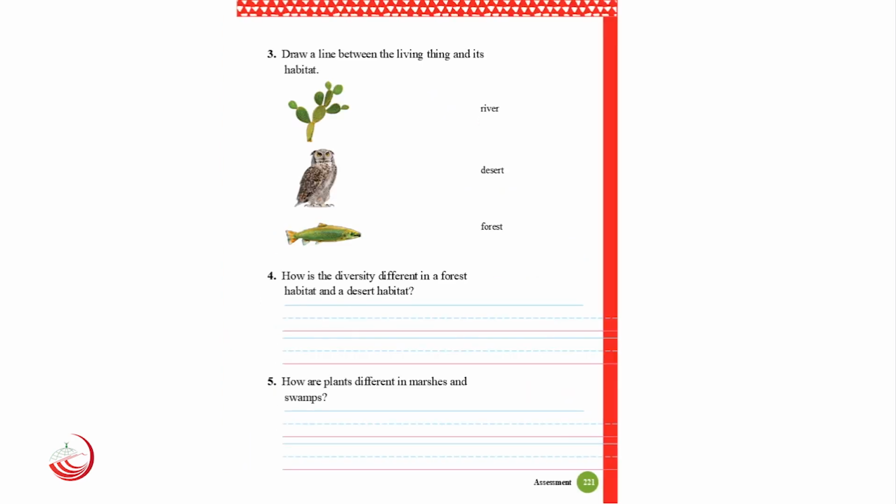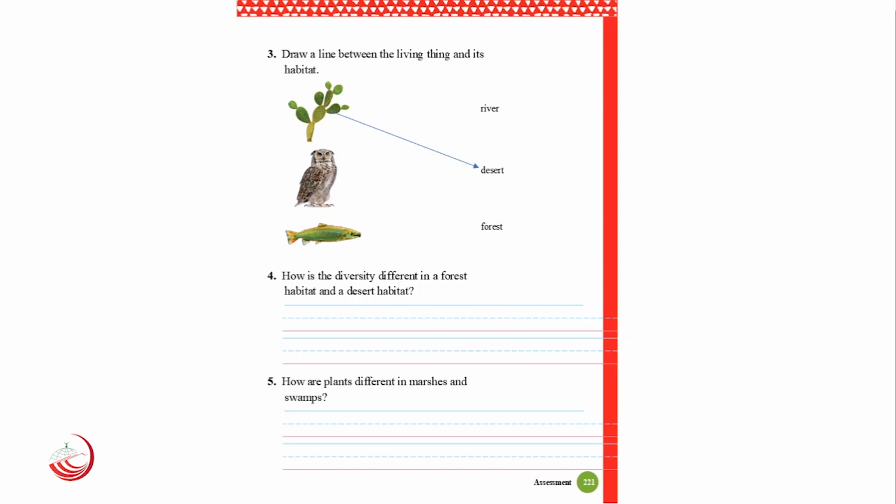Second page, page 221. Draw a line between the living thing and its habitat. We have the first picture. I taught you the name of it before. I hope you remember that. I keep asking you questions like you're going to reply right away. So the first thing is cactus. Where does it live? Does it live in the river, the desert, or the forest? It lives in the desert.